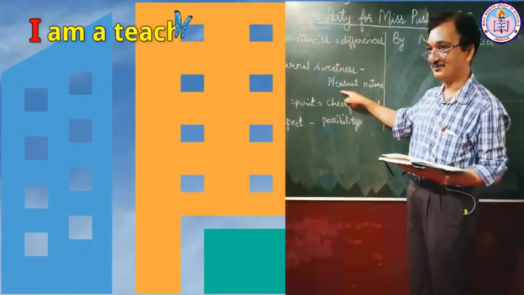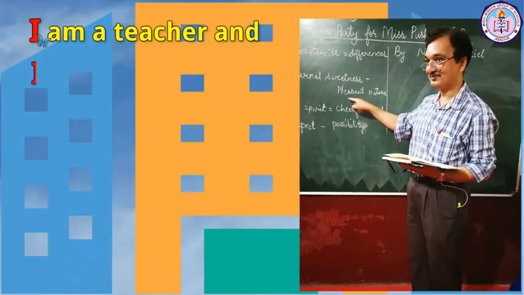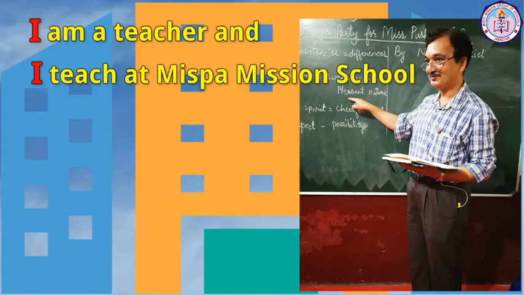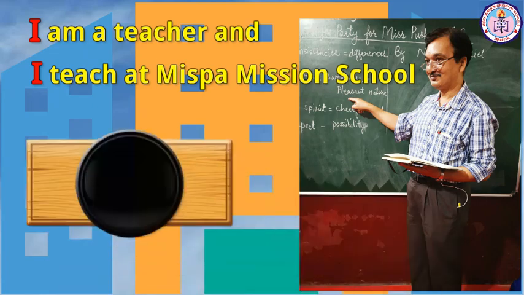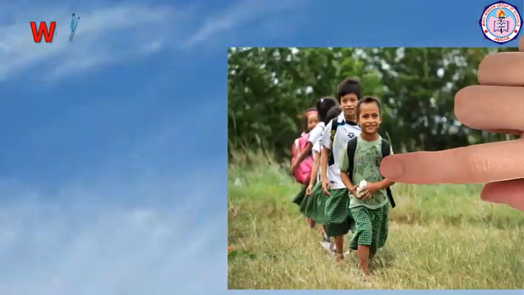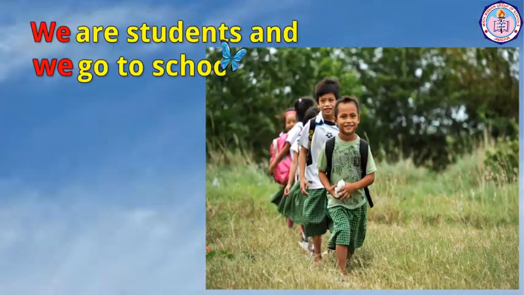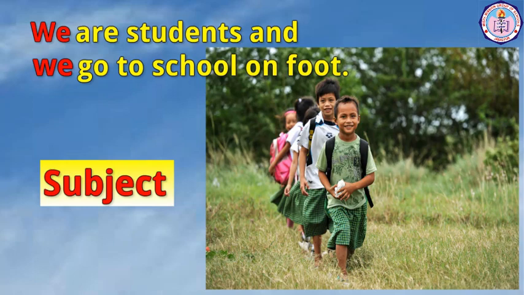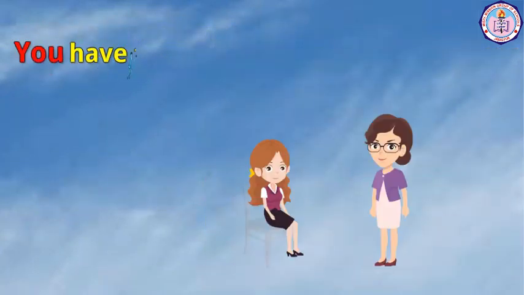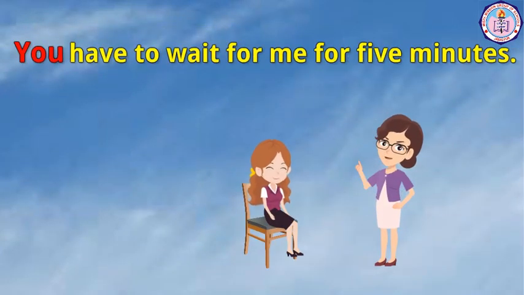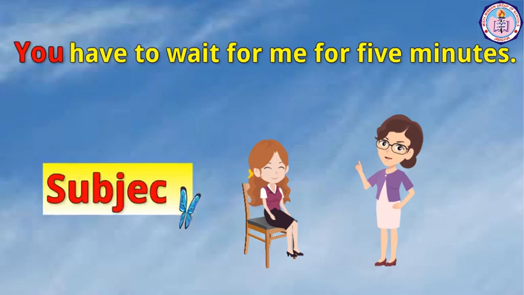Let us see some examples. I am a teacher and I teach at Miss Permission School. Here, both I's play the role of the subject. We are students and we go to school on foot. Here, both we's play the role of the subject. You have to wait for me for 5 minutes. You is the subject in this sentence.